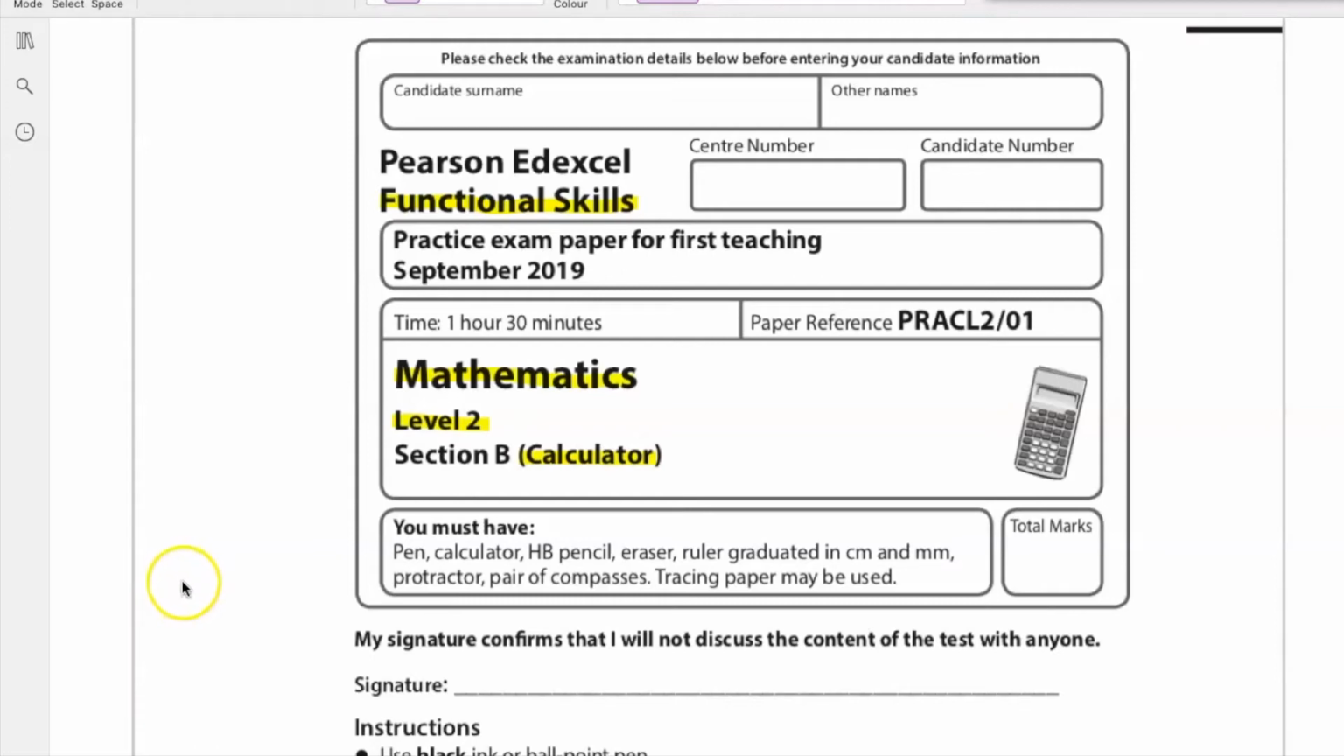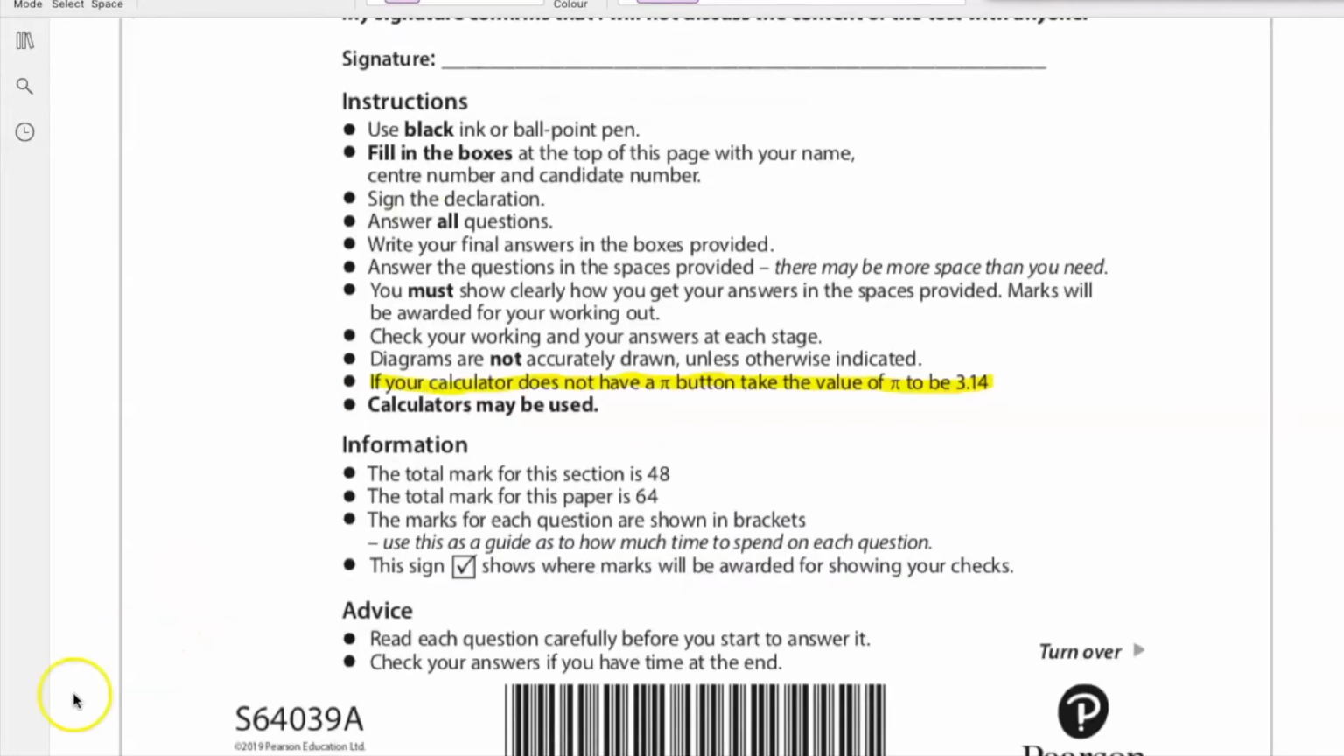This is Functional Skills Maths Level 2, Section B, Calculator Paper. Remember to read the instructions when you're sitting for your exams. Right at the bottom here it says, if your calculator does not have a pi button, take the value of pi to be 3.14. That is very important. The total mark for this section is 48 and for this paper is 64. I wish you all the best if you have any exam anytime from now.